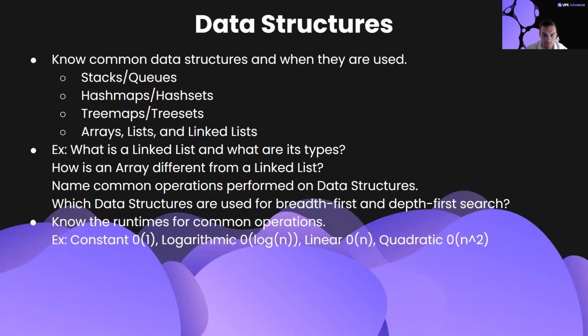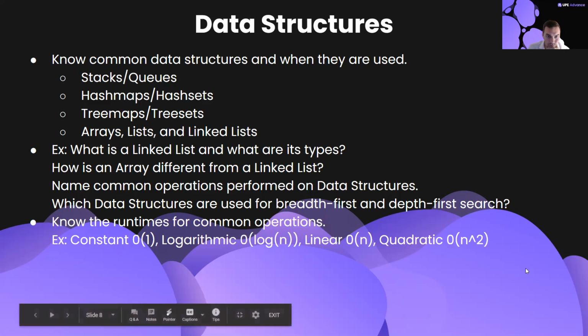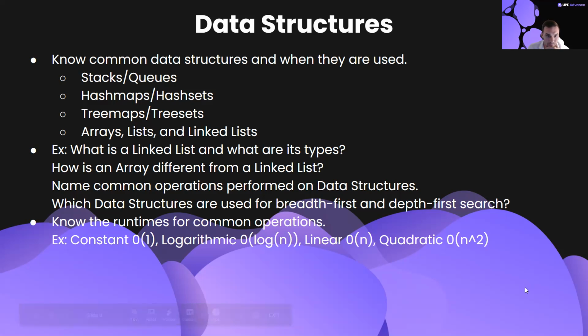How is an array different from a linked list? What data structures are used for breadth first and depth first search? And as you can see on the bottom, these are different runtimes, right? So constant clearly is very good. You have logarithmic, linear, and quadratic.